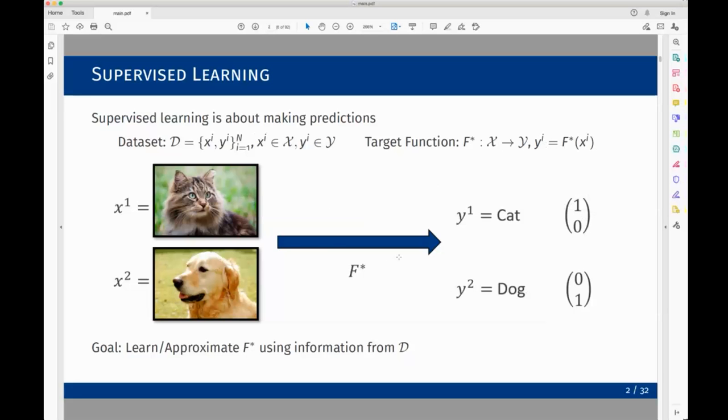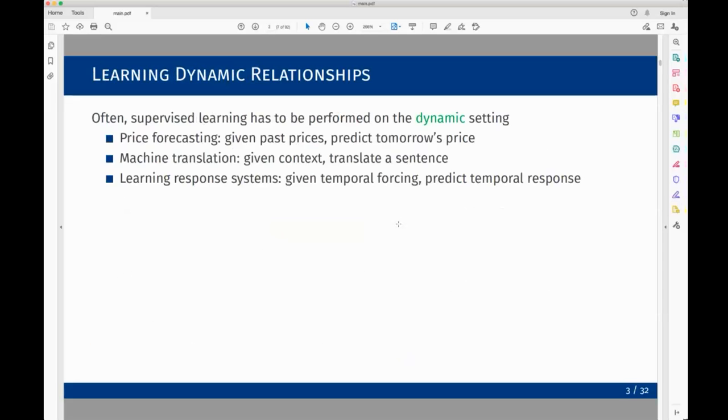So in this sense, if we want to do static supervised learning, we are learning a static function f star using information from the data set consisting of a lot of data pairs xi and yi. This is the classical setup, and in a lot of real applications it is not enough, because our input data and/or output data may be formulated as a dynamical sequence.